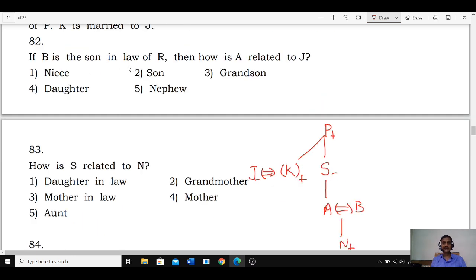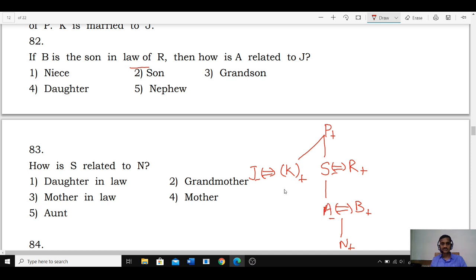If B is the son-in-law of R... why was that given? Because the gender is not known. That means B is a male. And as of now B is the son-in-law of S, and R is also a son-in-law, so S and R should get married. Then B is a male, so A must be female. How is A related to J?